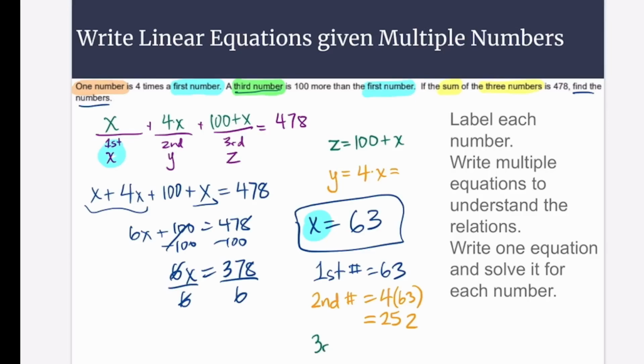And then the third number is 100 more than the first number. So 100 plus 63. So the third number is 163. So there they are. Those are your answers. First number, second number, third number: 63, 252, 163.